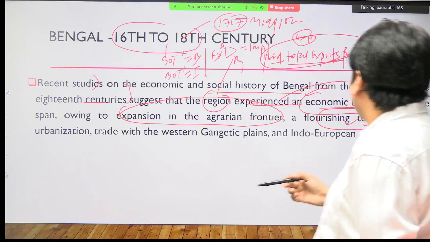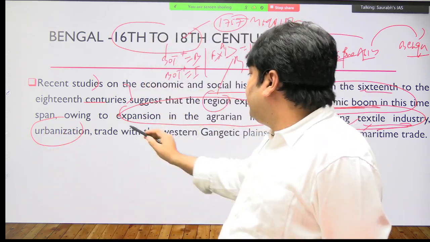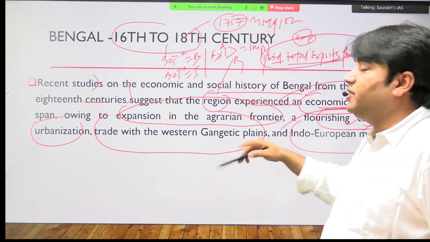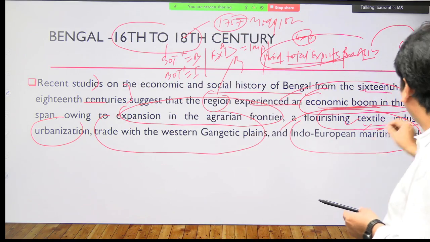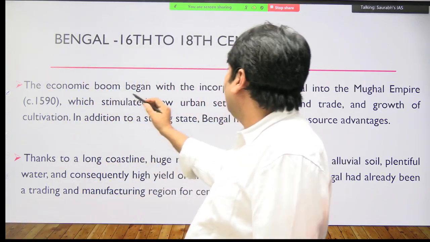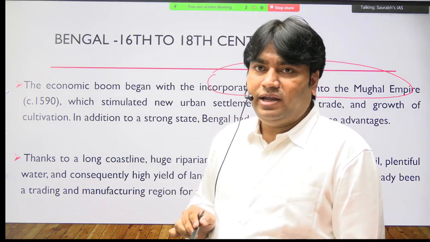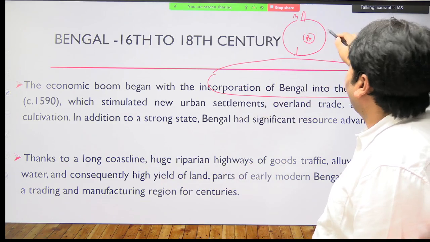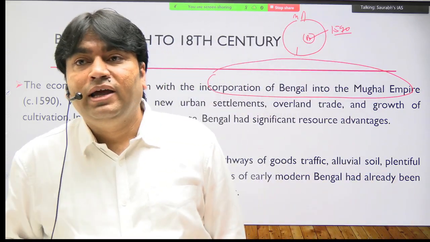Now, the next important point is urbanization. It means it emerged as an important urban center. Trade with the Western Gangetic Plains, yes, and Indo-European maritime trade. All these are the important aspects of trade and commerce from the Bengal region. Now what is next here is that the economic boom began with the incorporation of Bengal into the Mughal Empire. It means Bengal became a part of a Mughal province in which year? 1590.